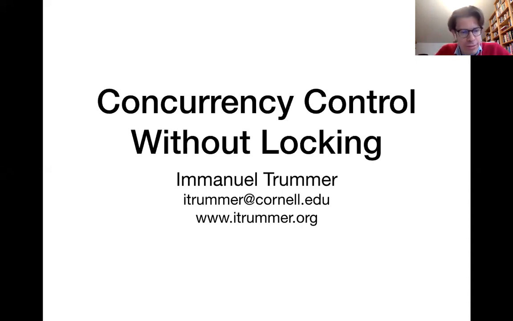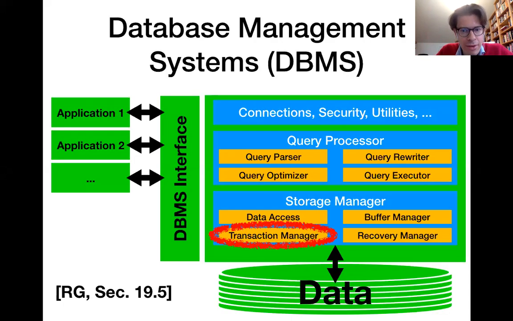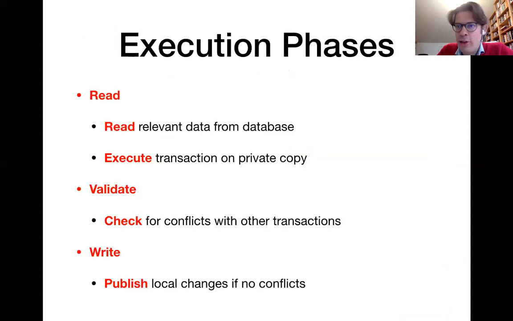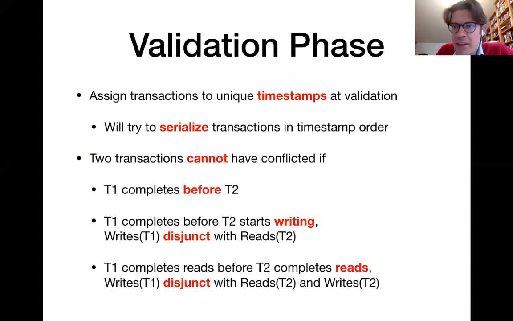First of all, oops, I cannot advance the slides here. All right. So first of all, we discussed optimistic concurrency control, which essentially assumes that everything goes well and then checks at the very end. And if it is wrong, we have to abort and restart the transaction, but otherwise it is very efficient.